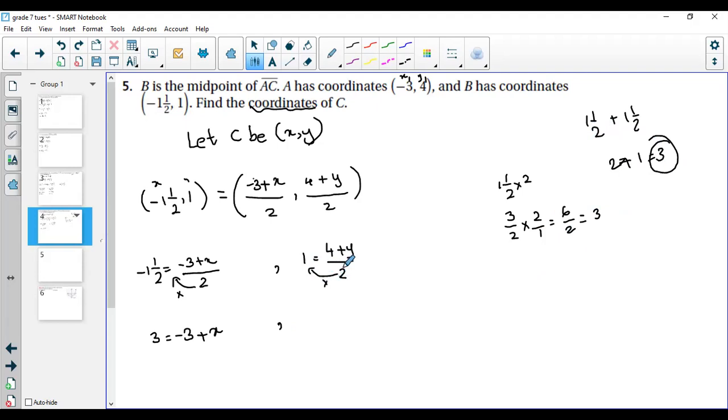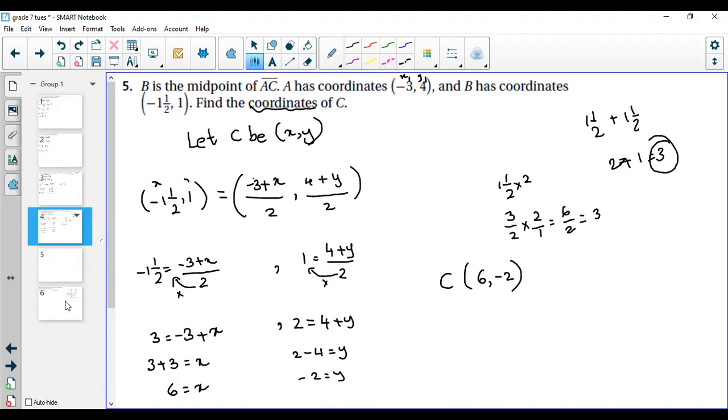So you multiply this again here. That's going to give you 2 equals 4 plus y. Then 3 plus 3 minus 3 will become plus 3 equals x. That will give you 6 equals x. And here it will become 2 minus 4 equals y. So negative 2 equals y. So what is the coordinate for C going to be? C is going to be 6 and negative 2. So we have found the coordinates of C also.